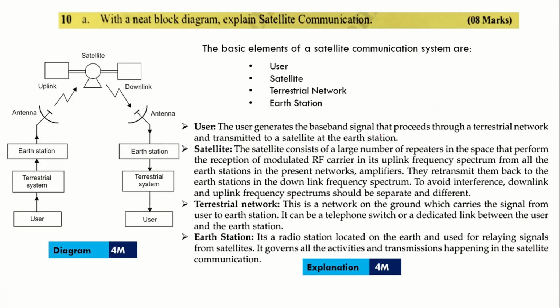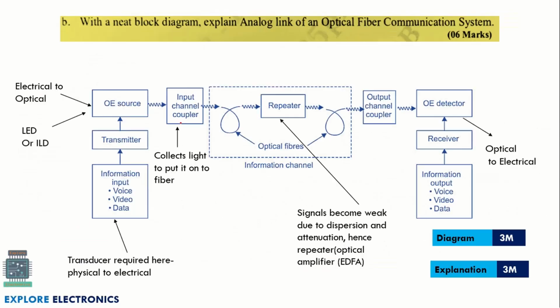Then explain a neat block diagram of satellite communication. So this is the block diagram of a satellite communication. One side the transmitter earth station is shown to the satellite, and another side the receiver earth station is shown, and here is the satellite. This will be called as uplink signal. This will be called as downlink. This is very important here. And a brief explanation about what is user satellite terrestrial network, what is earth station, what is uplink, downlink needs to be explained here.